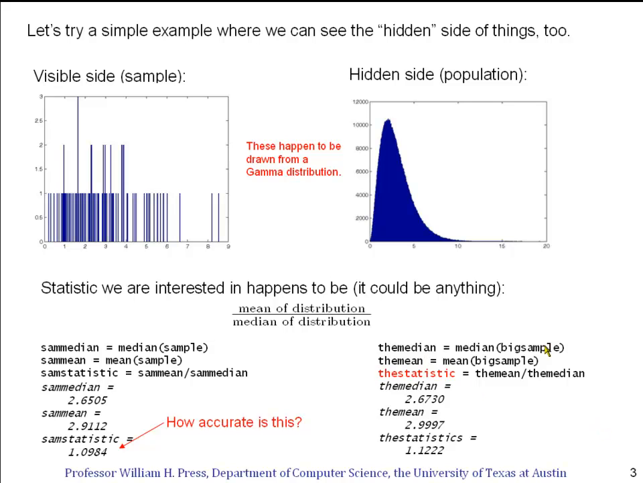The median is the median of this big sample, the mean is this, and the statistic comes out to be, here we are, 1.1222. So it turns out that this is inaccurate by something like 2/100ths. And what we're seeking is a way of being able to estimate that from just this data sample.